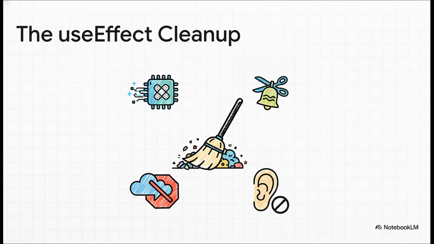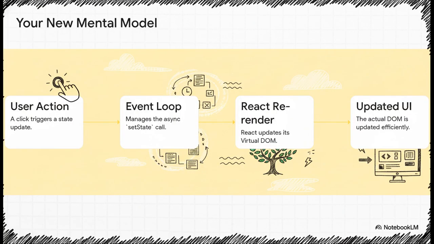And don't forget the cleanup function. It's super important for preventing memory leaks and bugs. So next time, just remember this flow. It's the event loop, quietly running the whole show.